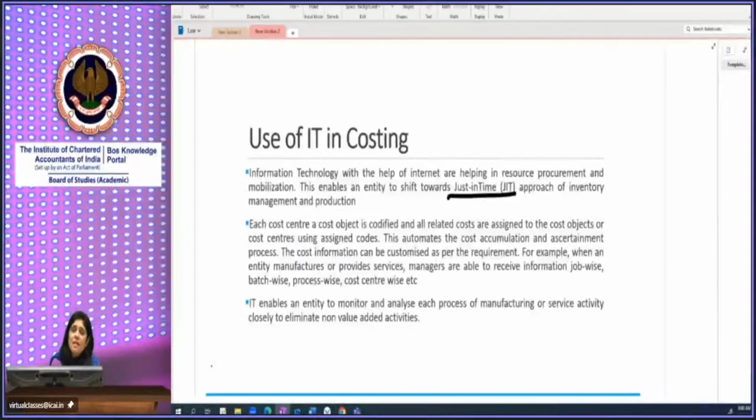Just in time saves a lot of cost. Your capital is not blocked in inventories. You can order within no time, in a shorter time. You don't have to stock up the inventories way in advance.